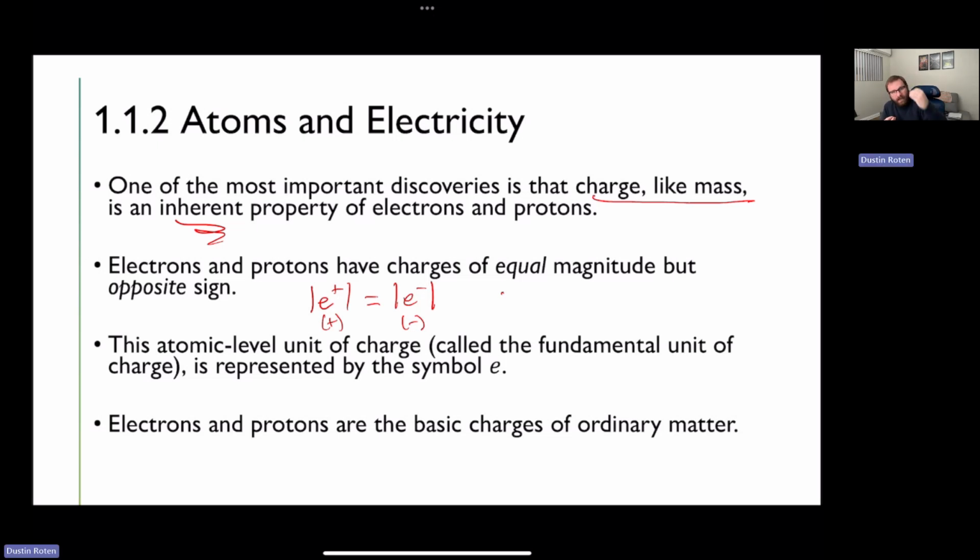Now we have this atomic level unit of charge, e. This is one of the very few things I don't like about the textbook. I hate that it uses e because that could also be read as Euler's number. But nonetheless, this charge is the basic charge of ordinary matter, and those electrons and protons are what make up those basic charges of ordinary matter.